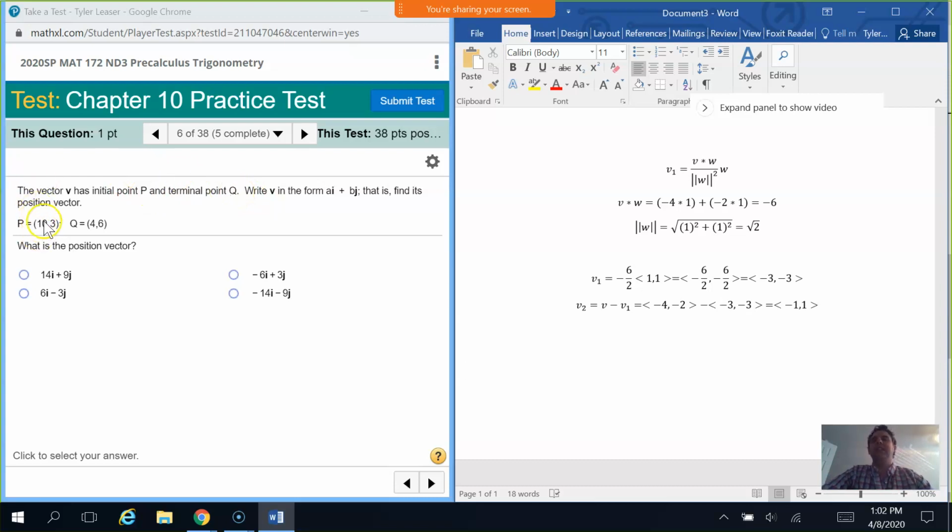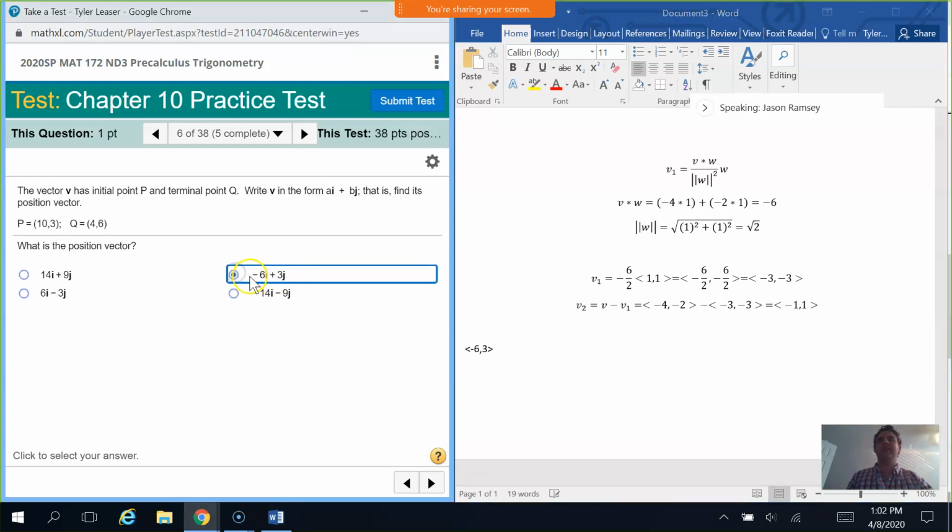To get from 10 to 4, I have to go in the direction horizontally negative 6. Right, to get from 10 to 4, I have to go backwards 6 spaces. Okay. And then for the vertical, to get from 3 to 6, I have to go in the positive direction 3 spaces. So then this is my vector, negative 6i plus 3j.